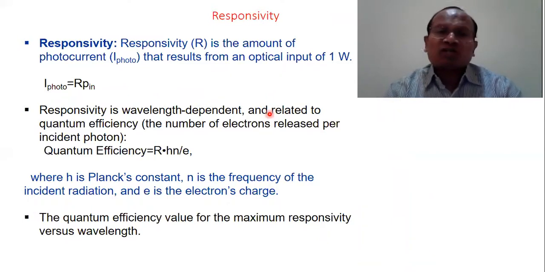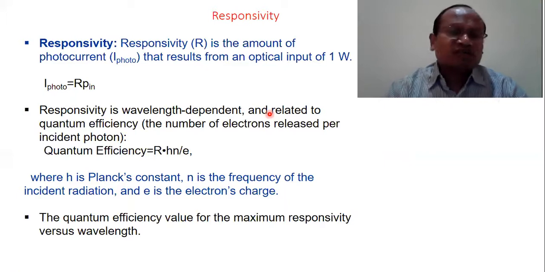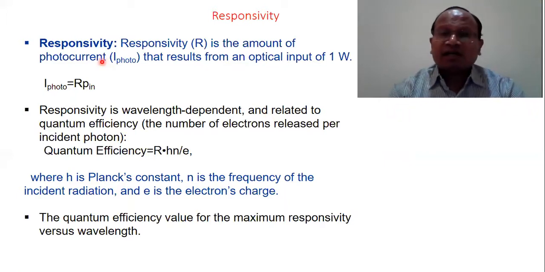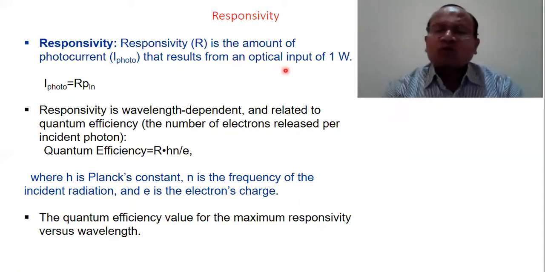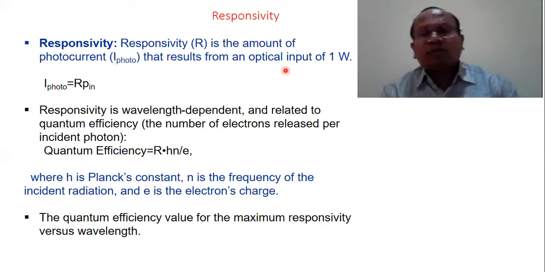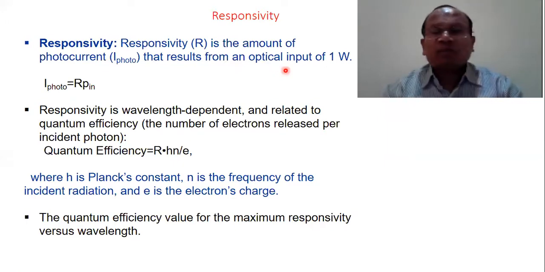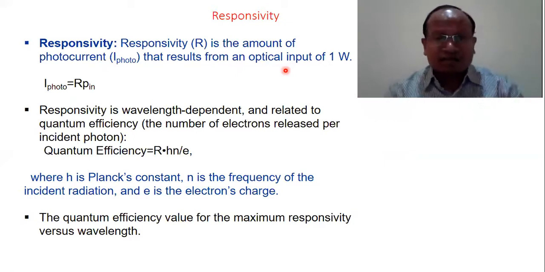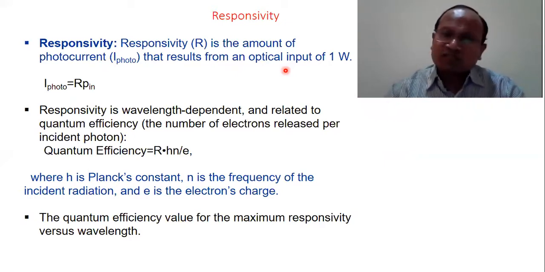Responsivity, we are talking about responsivity. What is responsivity? It is the amount of photocurrent that results from an optical input of 1 watt. 1 watt is the standard value we are taking. So if 1 watt of input optical power is given, how much current it generates is called responsivity.